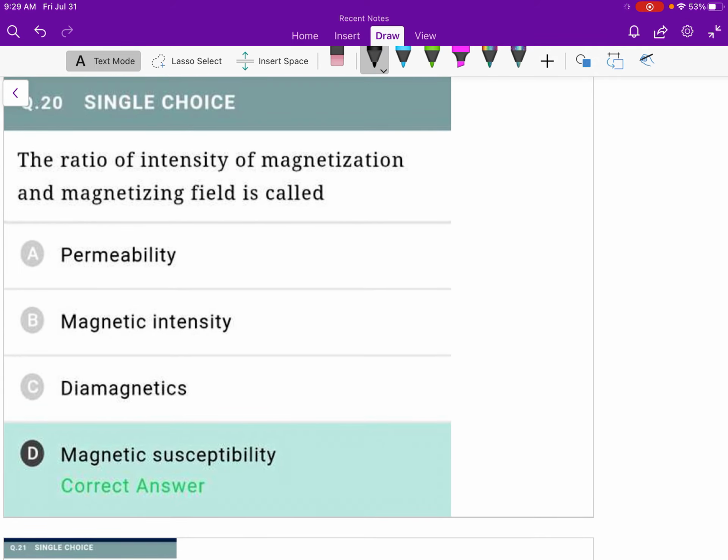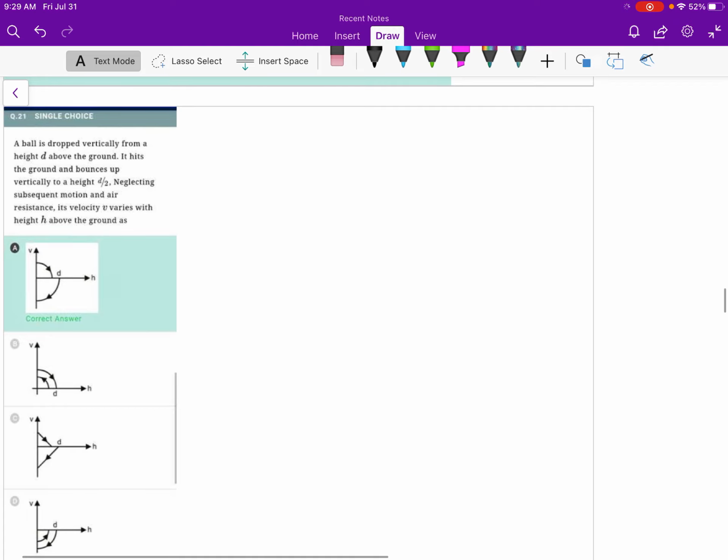The ratio of intensity of magnetization and magnetic field. So I is the intensity of magnetization and the magnetizing field is H, I equals chi into H. So I upon H is chi, which is magnetic susceptibility.